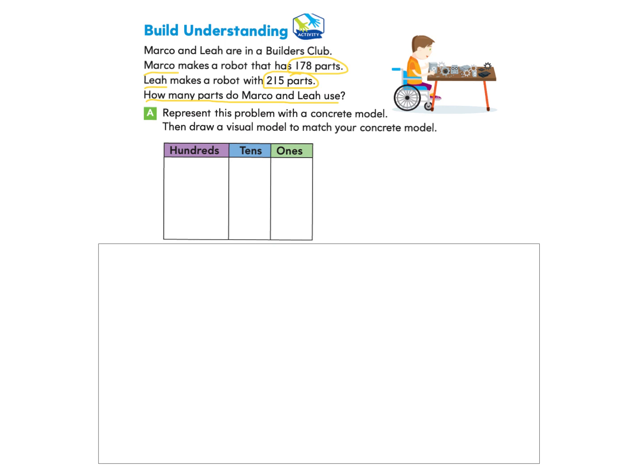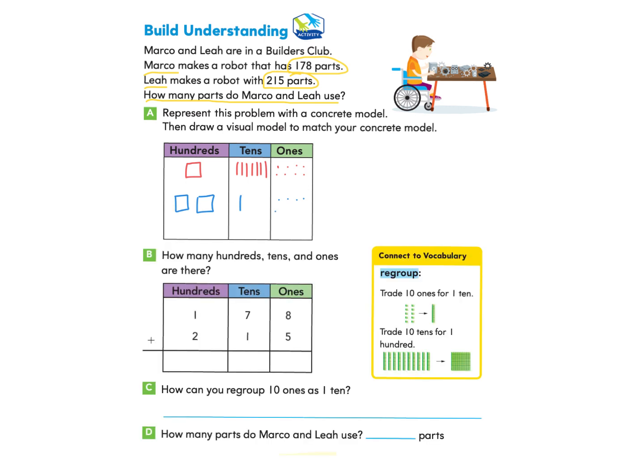So the first thing we're going to do is the quick draw for Marco's 178 parts. In the number 178, we can draw 100, and we will draw 7 tens and 8 ones. Great job. Now let's take a look at Leah. Leah uses 215 parts, so we will draw 2 hundreds, 1 ten, and 5 ones. Now we will look at part B.